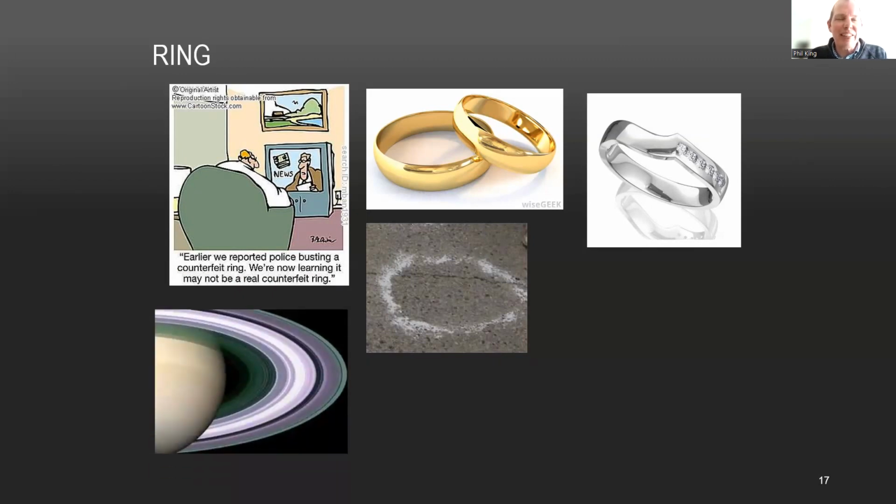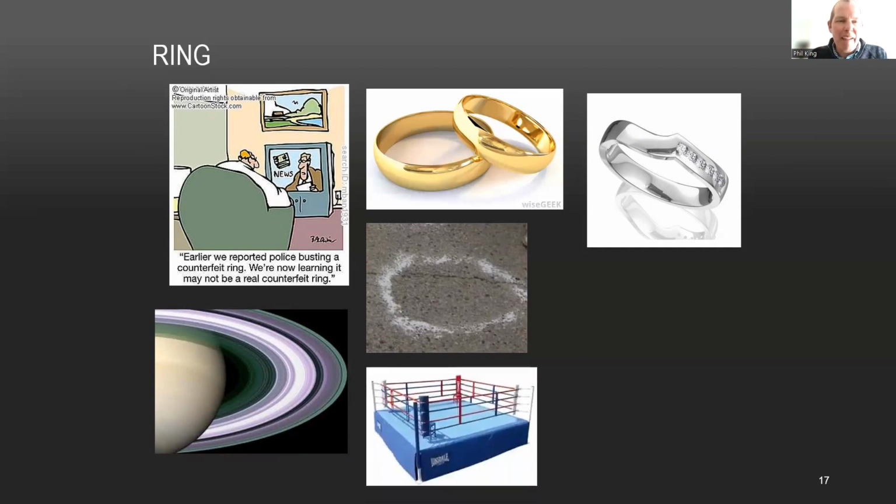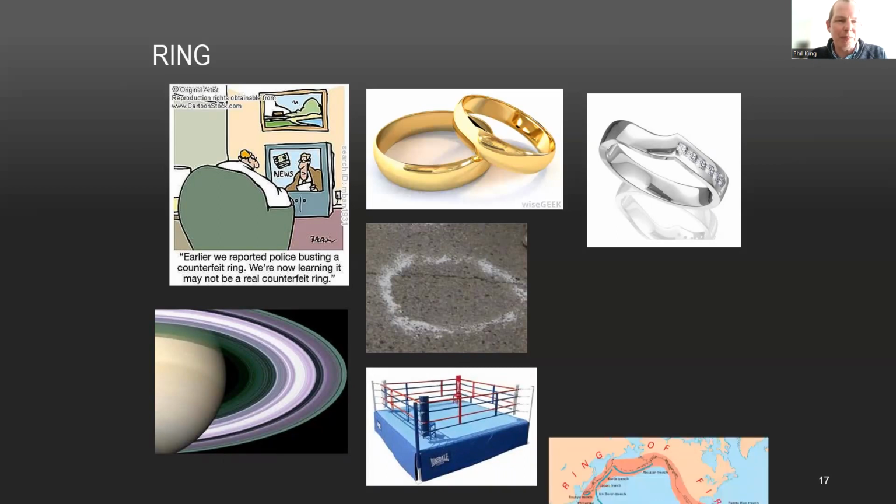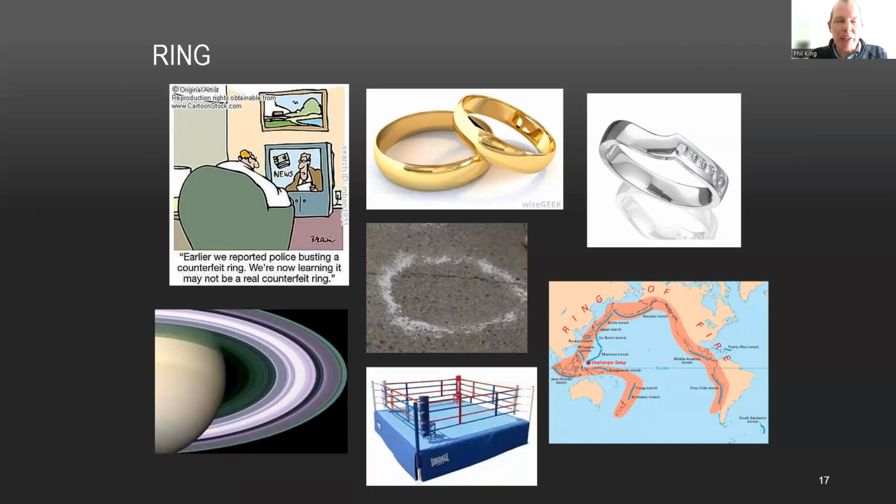A ring around Saturn or another planet. Here it's lots of rock in space. A boxing ring. In this case, it's not circular at all. It's something square around the edge of a competitive arena. Or something like this, the ring of fire, volcanoes and earthquakes around Japan and the coast of the Americas. It doesn't even join up here, but it's something that has some kind of curve to it.